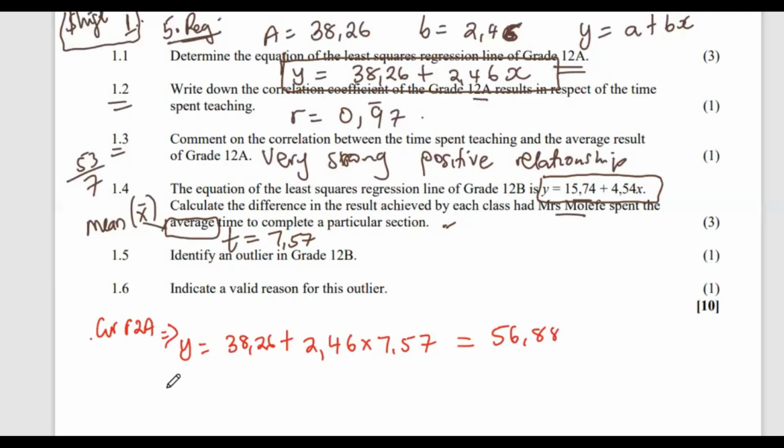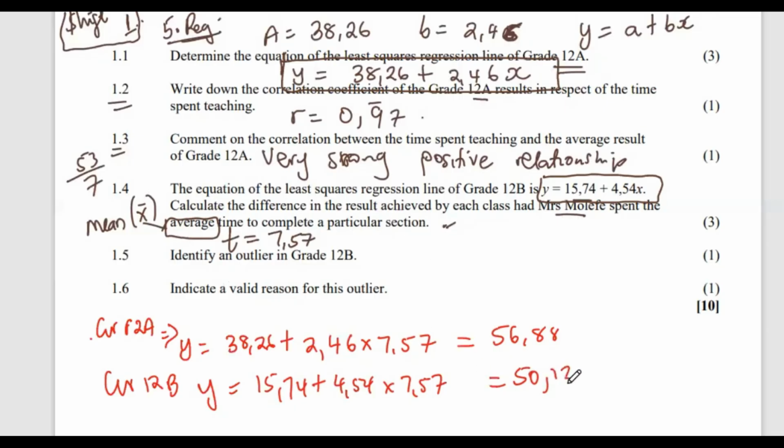Okay, then let me do the same for 12b. I'm having 15.74 plus 4.54 times the 7.57. Okay, so 15.74, 4.54 times 7.57. I'm getting 50.12 from the round off.